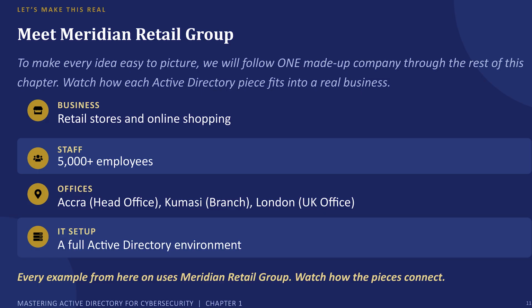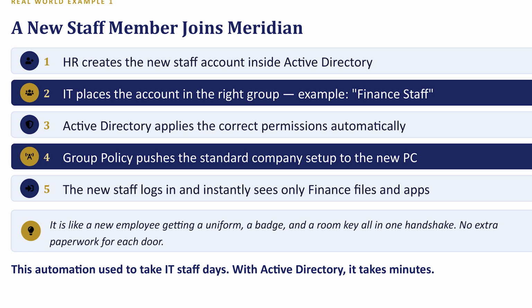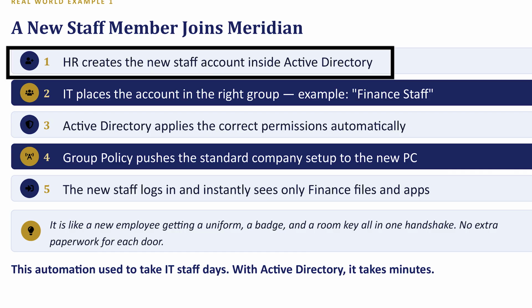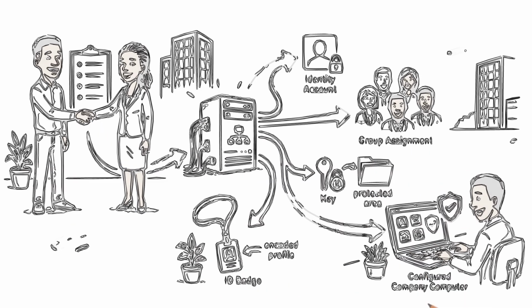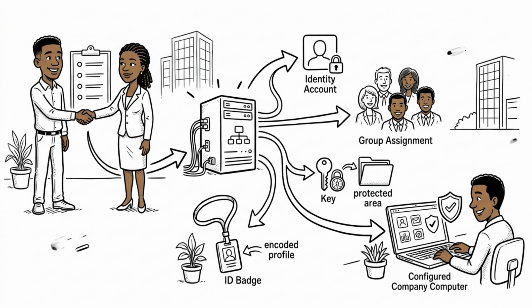That gives us something concrete to work with. Now we are looking at the first real-world example. The slide walks us through what happens when a new staff member joins Meridian. Step 1. HR creates a new staff account inside Active Directory. So imagine a new employee has been hired. Their identity needs to be represented inside the company's directory.